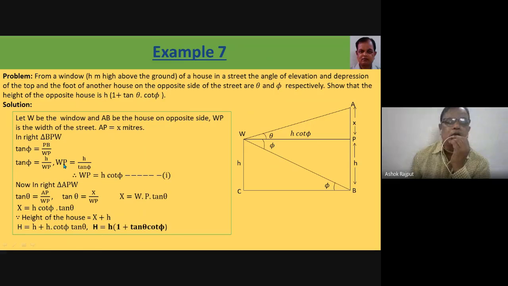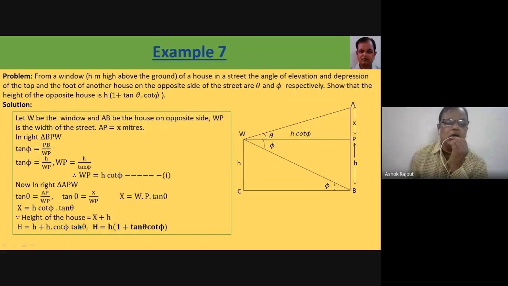Then WP equal to h upon tan phi. WP equal to h cot phi. It is equation 1. Now in right triangle APW, tan theta equal to AP upon WP, tan theta equal to x upon WP, therefore x equal to WP into tan theta. So we can put here the value of WP, it is h cot phi. So we have written here x equal to h cot phi into tan theta.